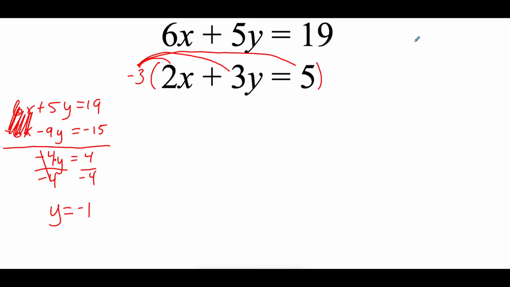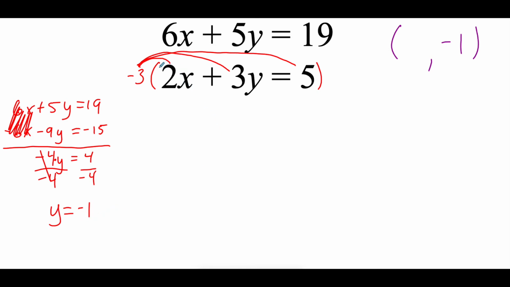Now when we're solving a system, we're building an ordered pair as our answer, and we just said that the y value was negative 1. Now we need to take that y value answer that we just got and go back up to one of our equations, plug in that y value, so then we can find our x value answer.